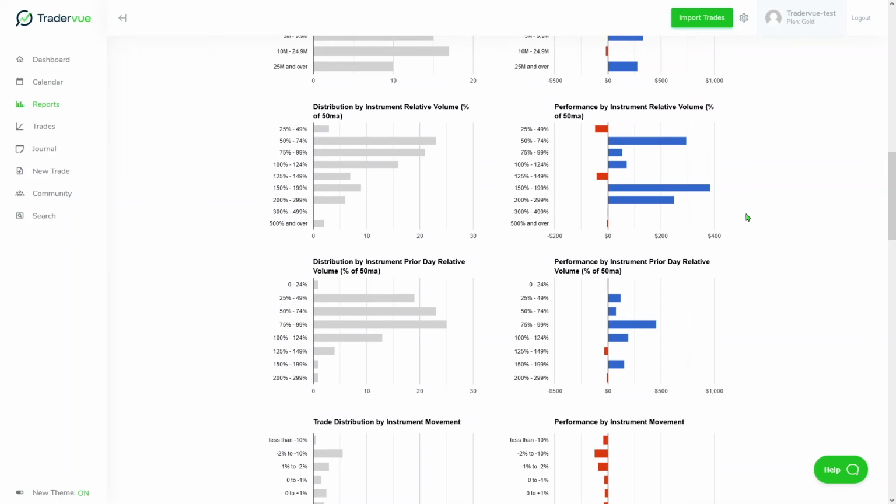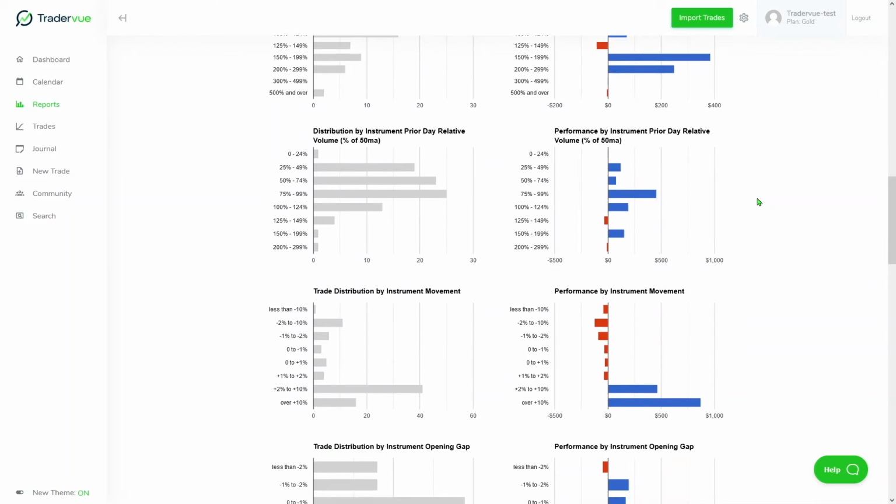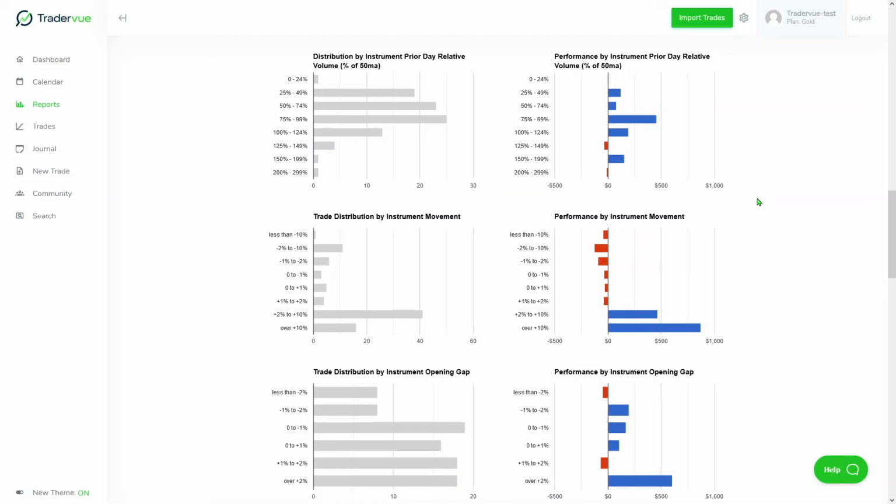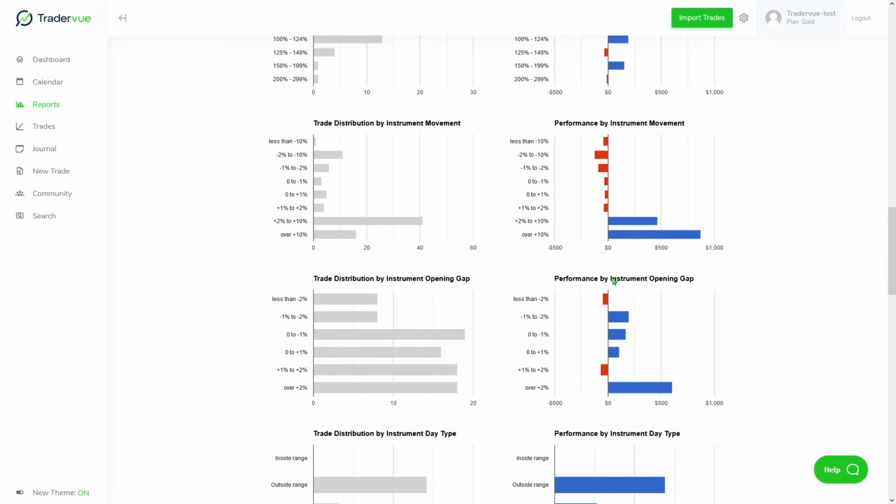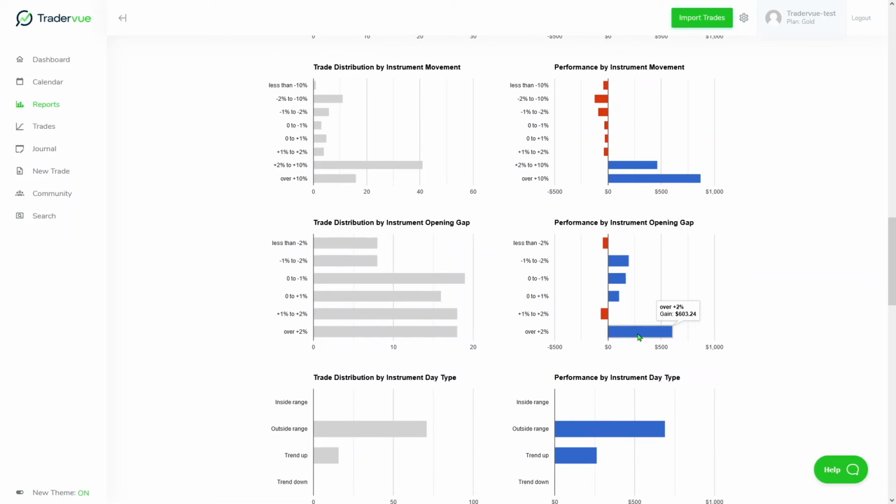So there are more metrics here that provide us with a lot of value. But one that I like to look at is the performance by instrument opening gap. Here, for example, we can see that when the trader is trading a stock that is gapping up more than 2%, usually those trades do really well. We can see kind of similar performance in stocks that are gapping between -1% and +1%.